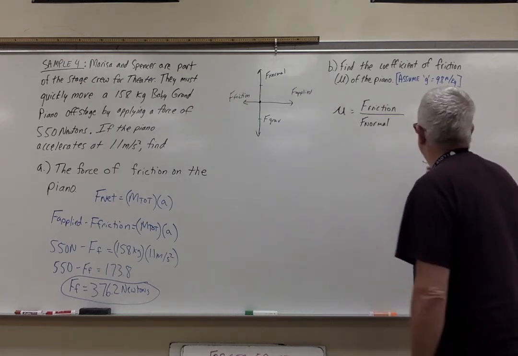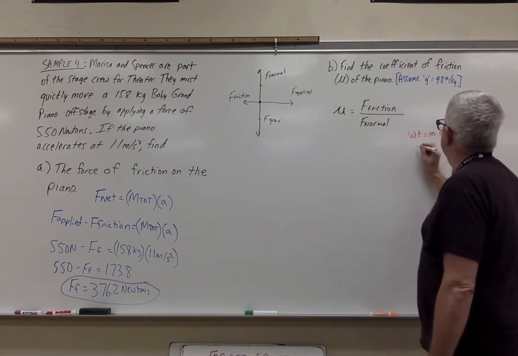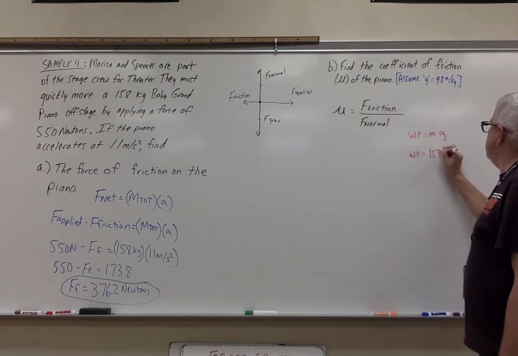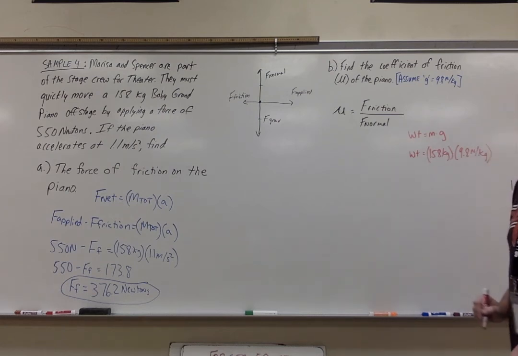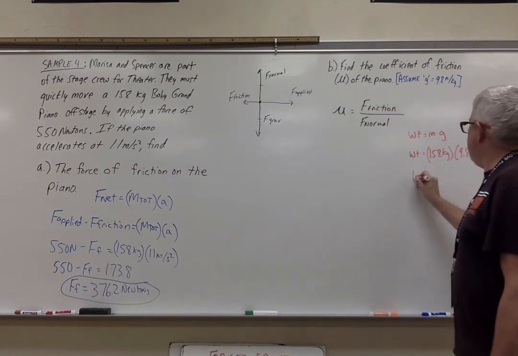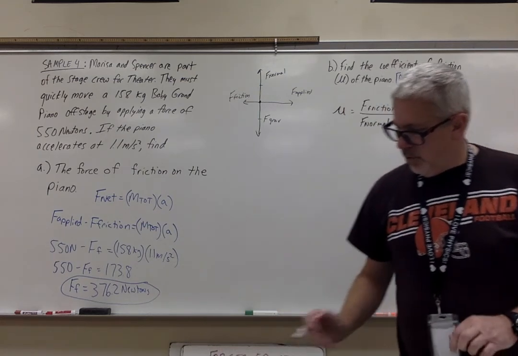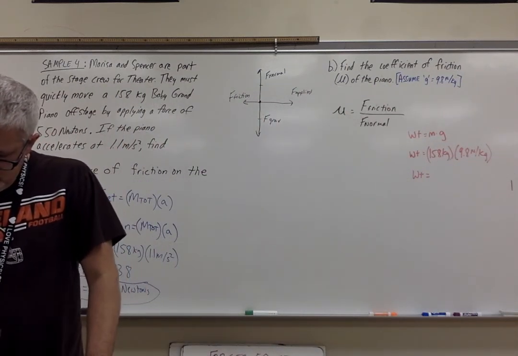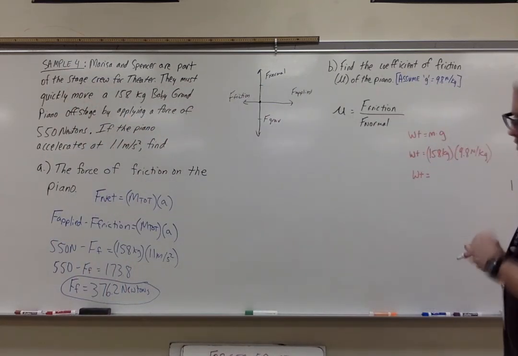What is the gravitational force or the weight? Mass is 158 kilograms, 9.8 newtons per kilogram. The weight, which is the same as the gravitational force, is therefore going to be equal to, let's see, 1,548 newtons, or about 1,550 newtons.